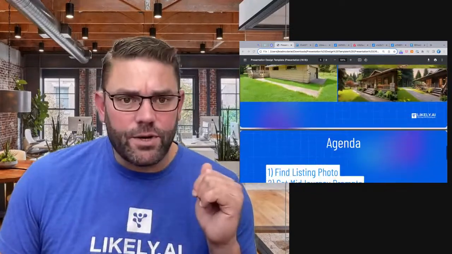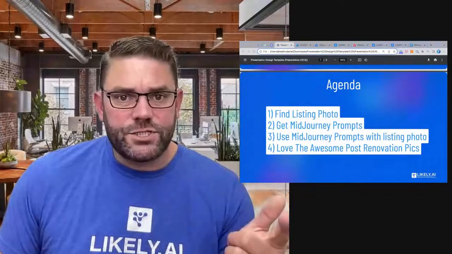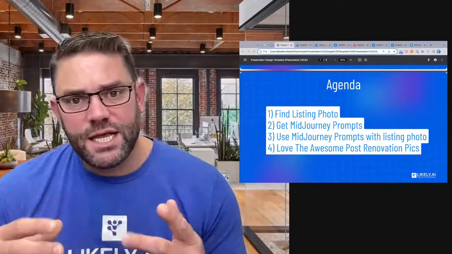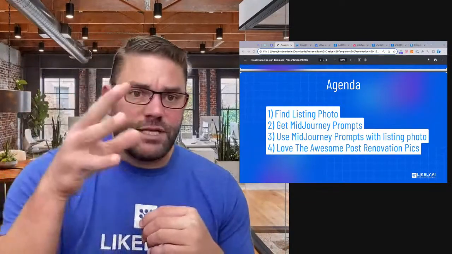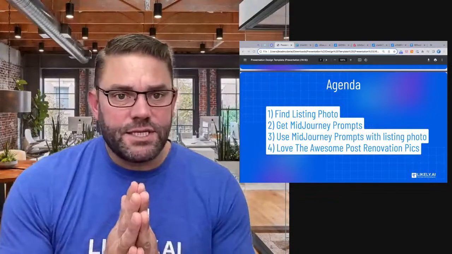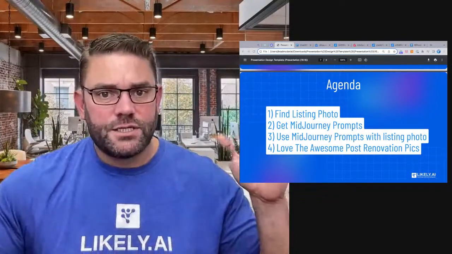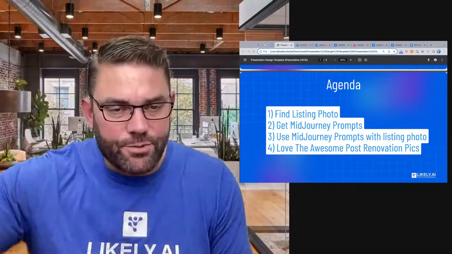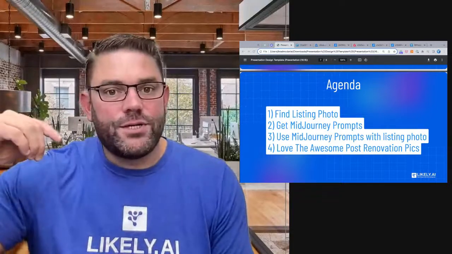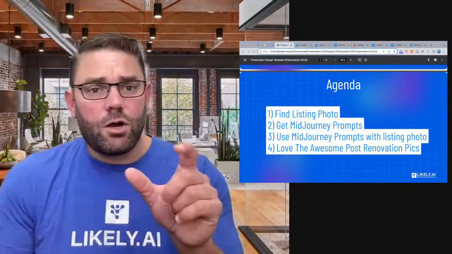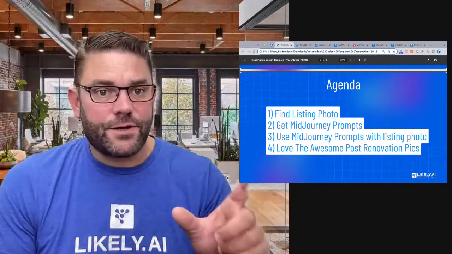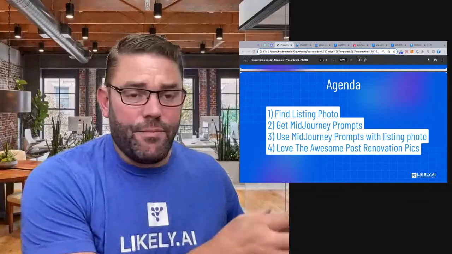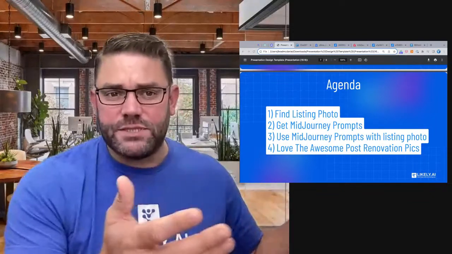So the agenda: we're going to find a listing photo. I'm going to show you how to generate the Midjourney prompts. Midjourney is a platform that generates awesome images. Then we're going to create the Midjourney prompts inside of Likely, using the ChatGPT integration, and then we're going to use those Midjourney prompts along with the URL for the listing photo that we found in step one, to tell Midjourney, hey, make this look awesome. That's basically what we're going to do.